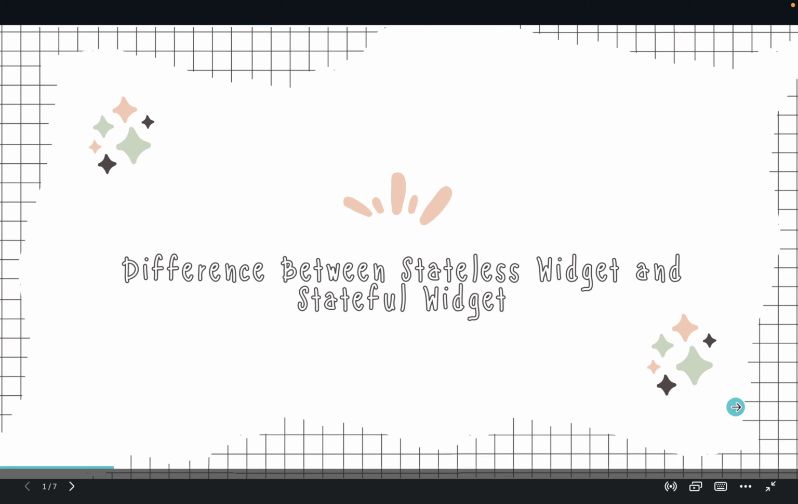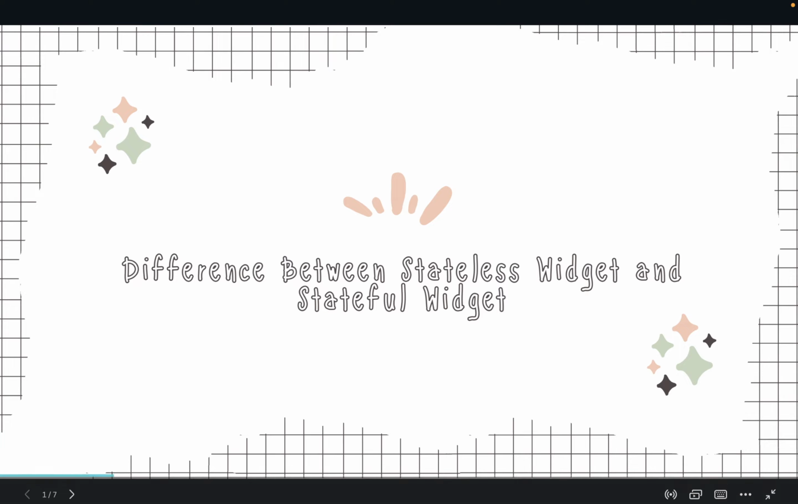Hello everyone. In this video, we will look at two of the most primary and important concepts in Flutter: stateless widget and stateful widget. As you all know, Flutter is all about widgets. There are two primarily important widgets, one is stateless and one is stateful. So today we'll dig deep into these two widgets and also see what's the difference between them. Okay, so let's start our discussion.